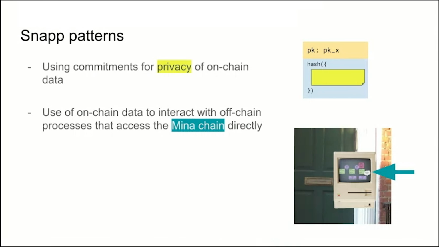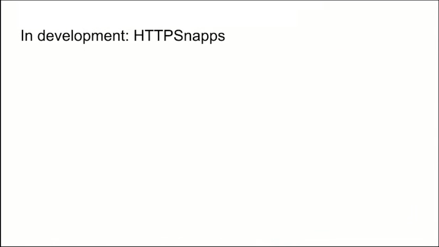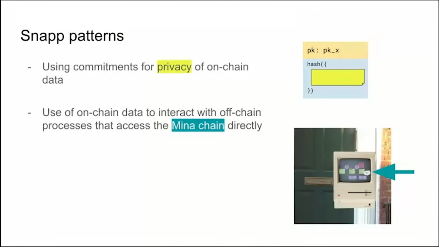And the second is use of on-chain data to interact with off-chain processes that access the Mina chain directly. This is really where the succinct blockchain shines, which is that you could have off-chain devices that are able to synchronize to the current chain and say, yep, you're really approved for this. Let me just take a second to remark on this.